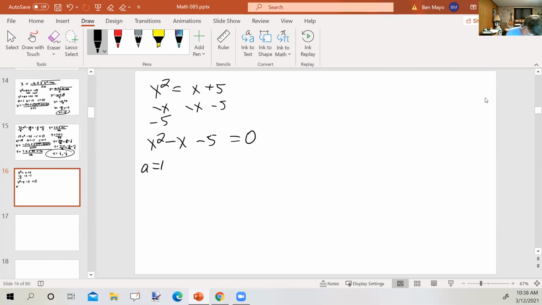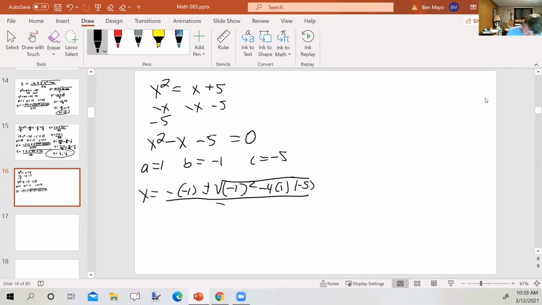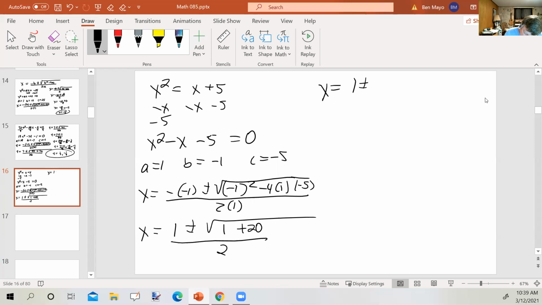So now A is 1, B is negative 1, and C is negative 5. So x equals negative b plus or minus the square root of b squared minus 4ac all over 2a. Negative times negative is positive 1, plus or minus the square root of negative 1 squared is 1. Minus 4 times 1 is negative 4, times negative 5 would be plus 20, all over 2. So x equals 1 plus or minus the square root of 21 all over 2.